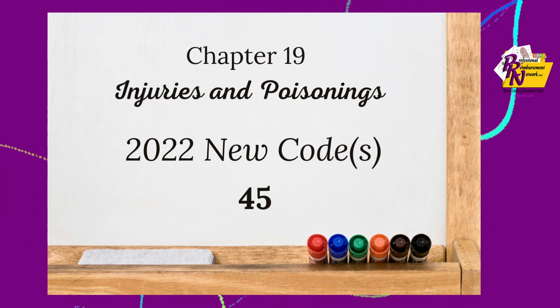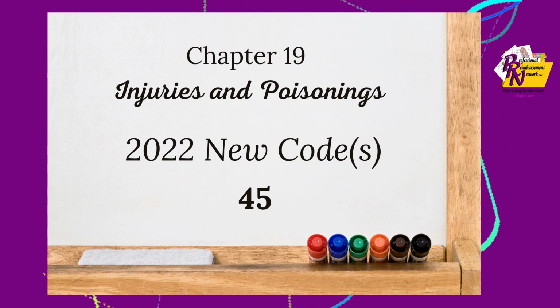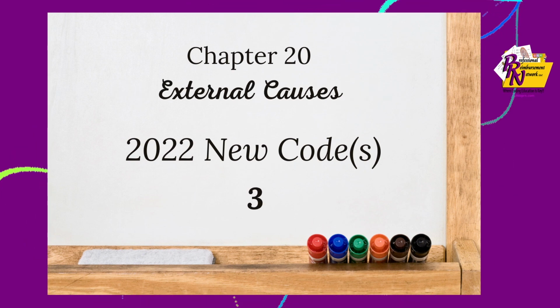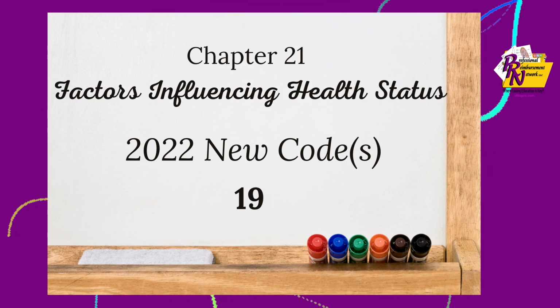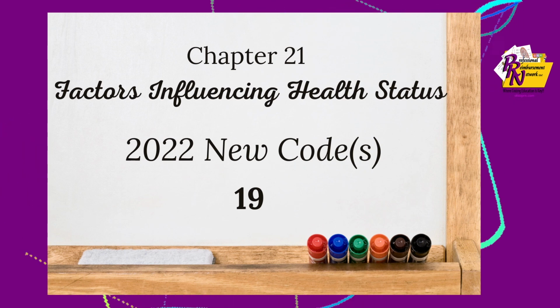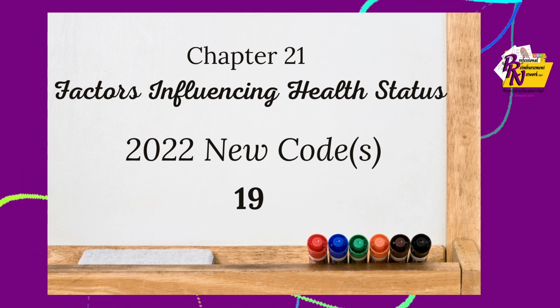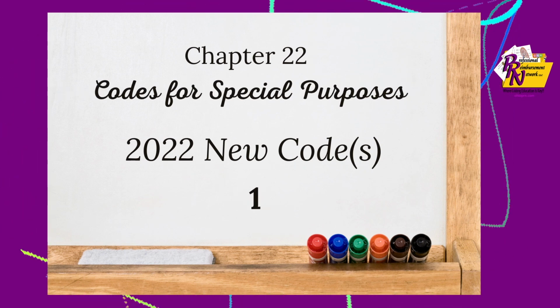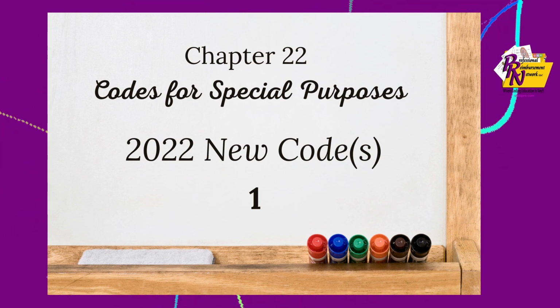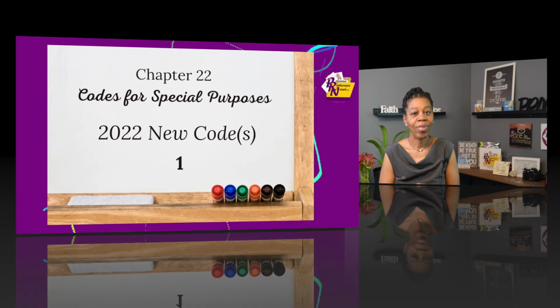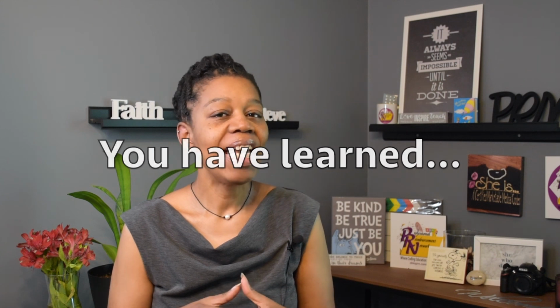45 new codes in Chapter 19, Injuries and Poisonings. 3 new codes in Chapter 20, External Causes. 19 new codes in Chapter 21, Factors Influencing Health Status. And 1 new code in Chapter 22, Codes for Special Purposes. You have learned that the ICD-10-CM codes and guidelines have been released. You have also learned about the specific chapters that have added codes.